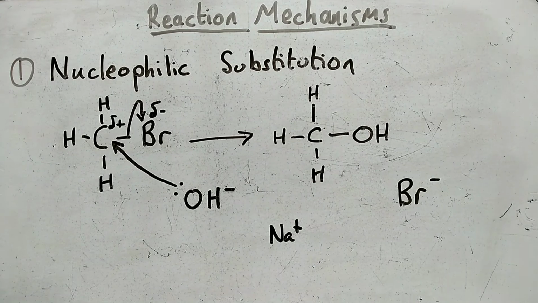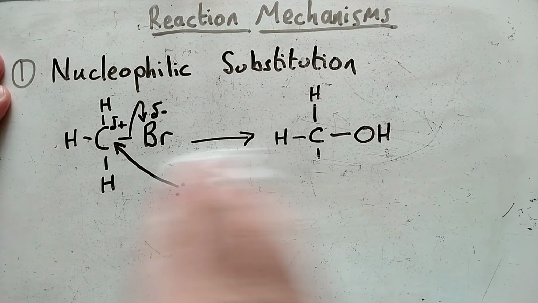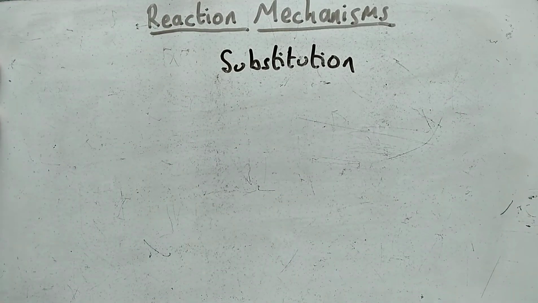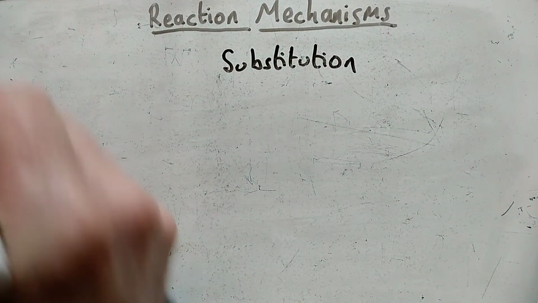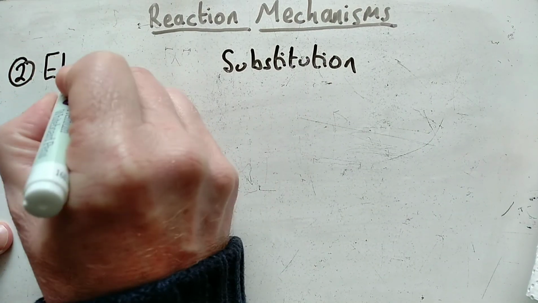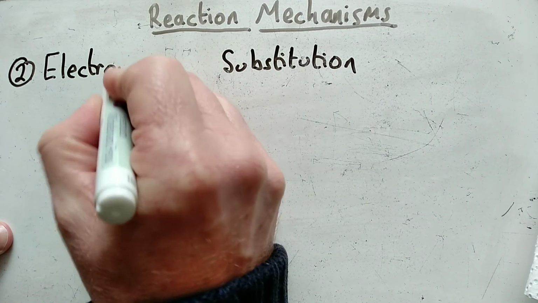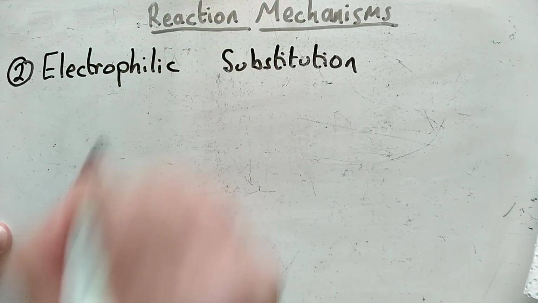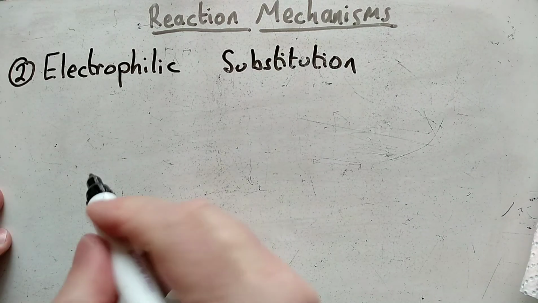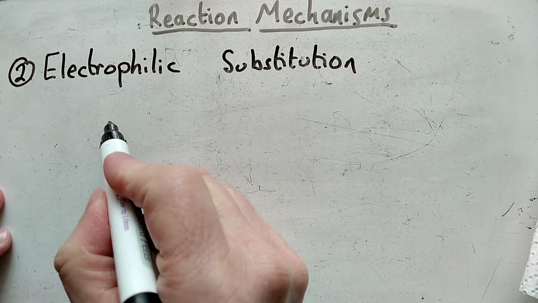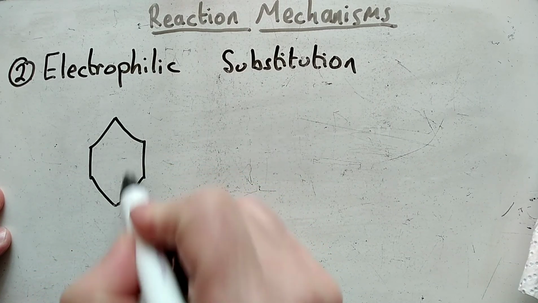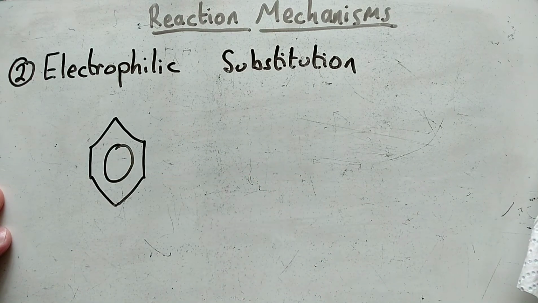I'm going to move on now, and I'm going to change this now. And instead of it being nucleophilic substitution, I'm now going to do number 2, electrophilic substitution. Now, electrophilic substitution, this is the thing that happens on benzene rings. So let's draw ourselves a benzene ring. So there's our benzene ring.